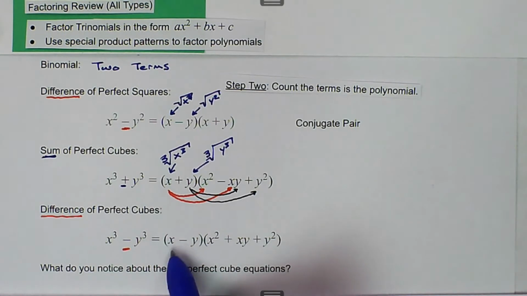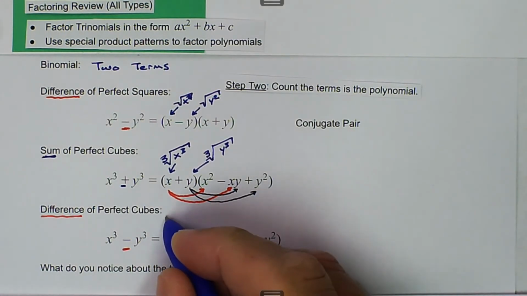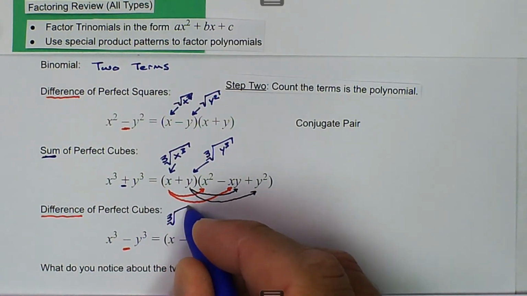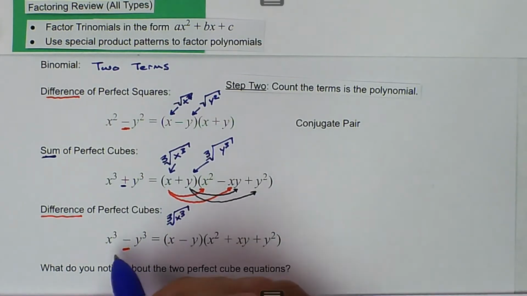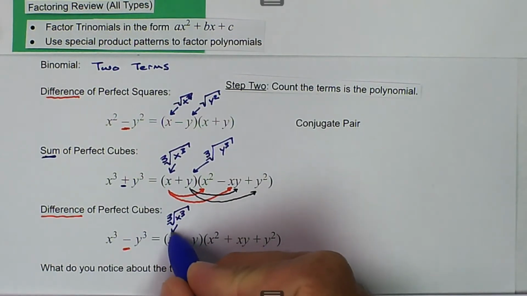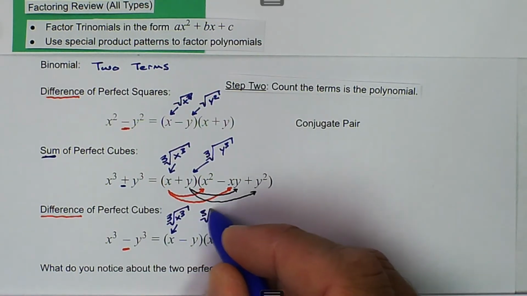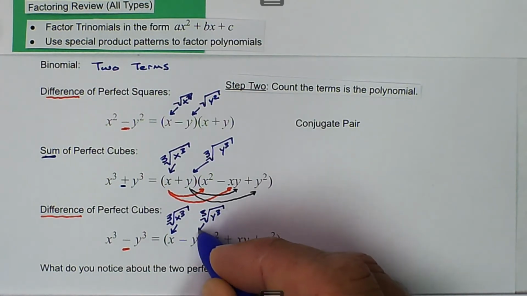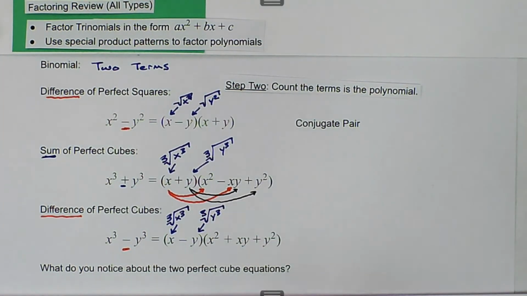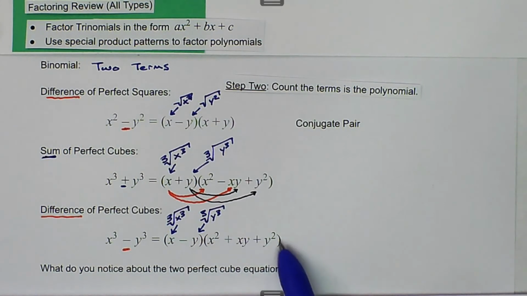How do you get the first term of the binomial here? You take the cube root of x cubed, or the cube root of the first term. How do you get the y? You take the cube root of the last term. Then the same process. That becomes x squared, that becomes y squared, and the middle term is these two multiplied together.